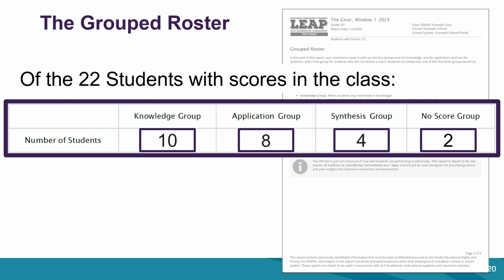Moving on, we can also see that there are 8 students in the application group, and these students most likely need help reading new text independently, as well as relating ideas in new text to what they've learned in class. Next to last, we can see 4 students in the synthesis group, who most likely need help with writing, and in particular by drawing on their knowledge to write about the text. Students are sorted into the groups based on their performance ratings for each reporting category. Where did these numbers come from? Let's walk through how the students are grouped next.